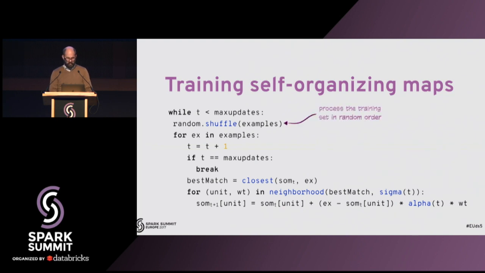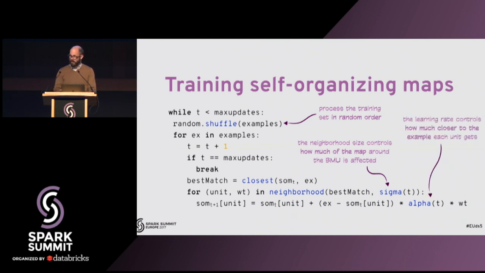There are a couple of interesting hyperparameters here: how we define the neighborhood size, or the area around the map, around each best matching unit that's affected by an example, and how we define the learning rate. We define both of these as functions of training time whose value decreases with time.